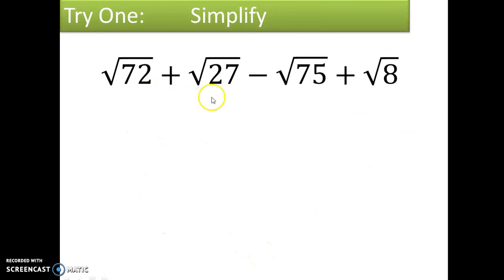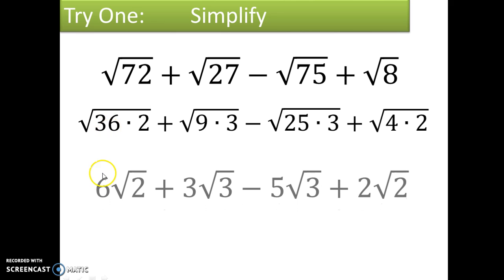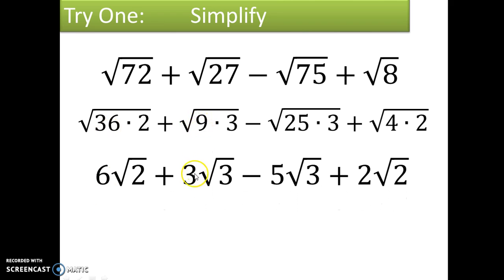Another example, now we have 4 terms. Let's see if we can make some like terms there. Maybe some of them will be like terms, maybe all of them. So try to reduce all these or simplify them. Let's see what we get. All right, hopefully you noticed here, 72 is 36 times 2, 27 is 9 times 3, 75 is 25 times 3, and 8 is 4 times 2. So here we can take a square root of 36, here a square root of 9, here a square root of 25, and here a square root of 4. Square root of 36 is 6, that one, square root of 9 is 3, square root of 25 is 5, and square root of 4 is 2.